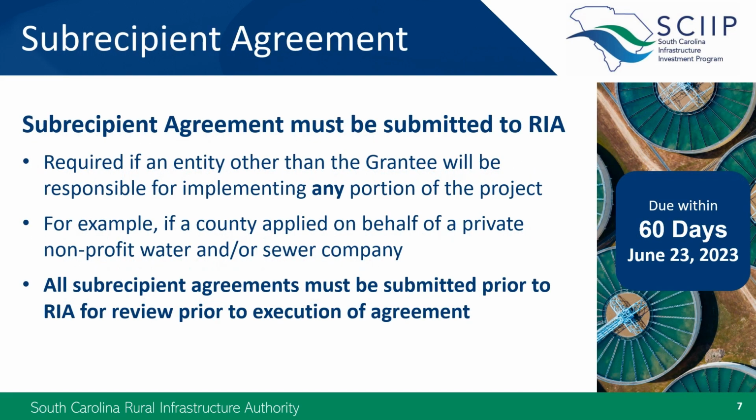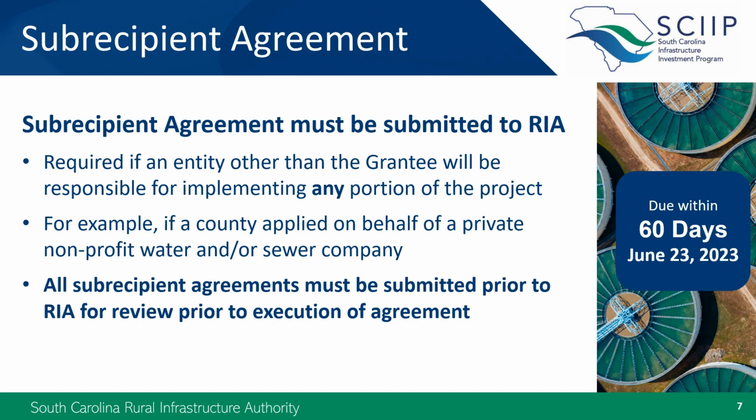Now, this slide will only apply to some of the SCIIP grantees. A subrecipient agreement is required if an entity other than the SCIIP grantee will be responsible for implementing any portion of the project. The grantee must submit a proposed subrecipient agreement to RIA no later than June 23rd, 2023, and more importantly, prior to its execution.